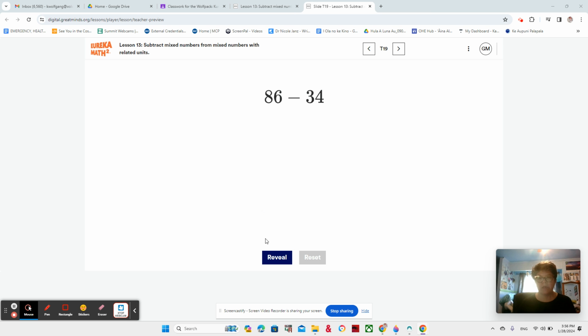Now, how about if we add this to the screen? 8 and 6/10 minus 3 and 4/10. What's the same and different compared to that? They're both subtraction. Yes. The units are different. The second one has ones and tenths instead of ones and tens. Do you see any relationships there?